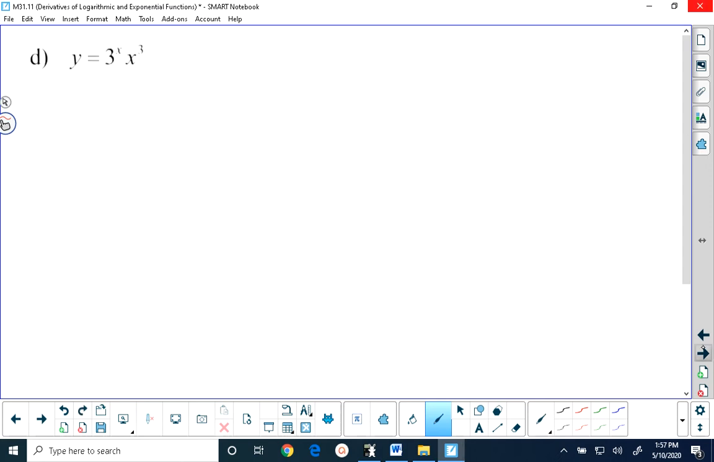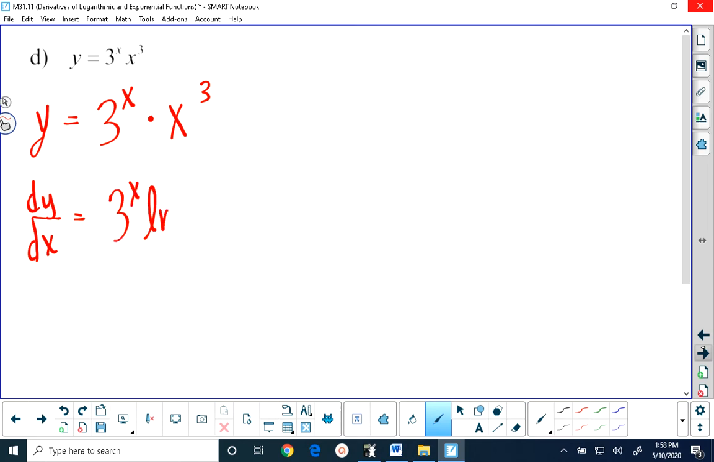All right, D. We're going to have to use the product rule. We have a function that is a product of 3 to the x and x to the 3. Be very careful here. When you differentiate 3 to the x, you don't use the power rule. 3 to the x is not a power. 3 to the x is an exponent. X cubed is a power. 3 to the x is exponential. So the derivative of 3 to the x is 3 to the x ln 3.